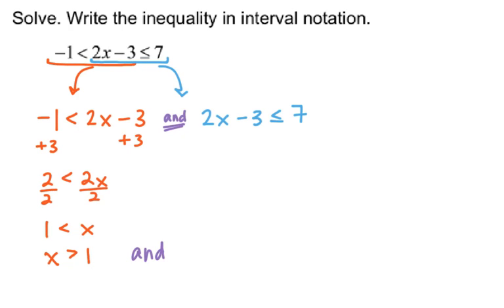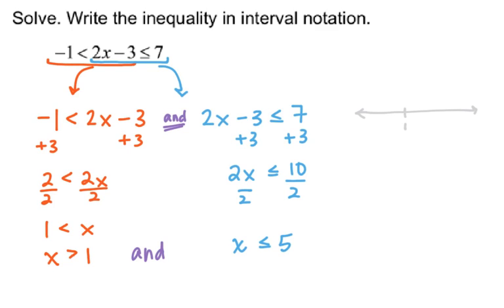And I'll solve my other inequality. I'll add 3 to both sides. That is 2x is less than or equal to 10. Dividing by 2 on each side, I have x is less than or equal to 5. All right, so number line, 1 on the left, 5 on the right, because 1 is less than 5. X is greater than 1, parenthesis, shade to the right for greater. And then x is less than or equal to 5. That is a bracket, and less than we shade to the left.